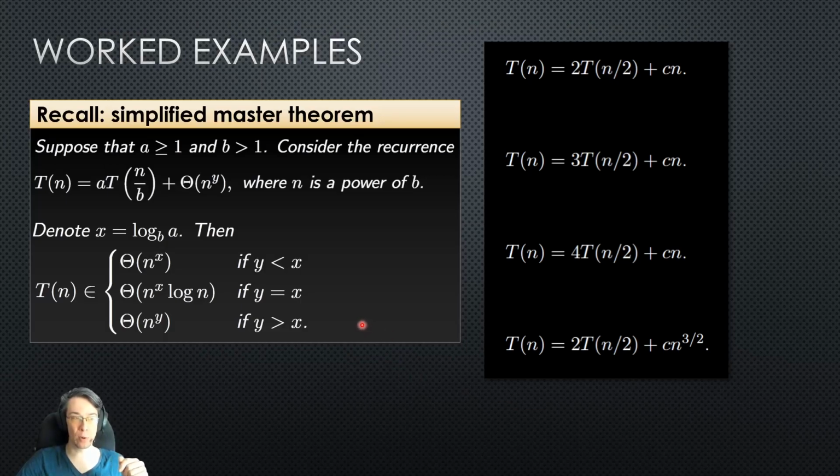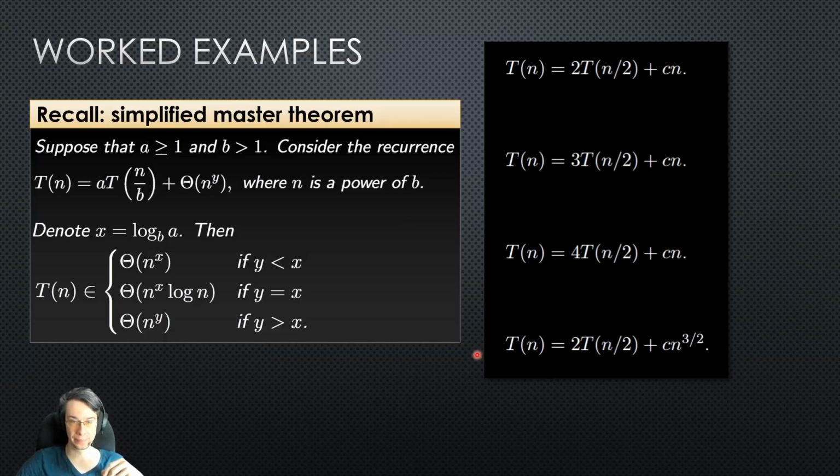So let me do a couple of worked examples of how we actually use the simplified master theorem. Okay, so here we'll solve all four of these, and this is maybe worth giving you a chance to pause and try to plug these into the master theorem, identify a and b, calculate x, plug this stuff all in, and figure out what the complexity of these are, and then I'll run through it briefly after we unpause.